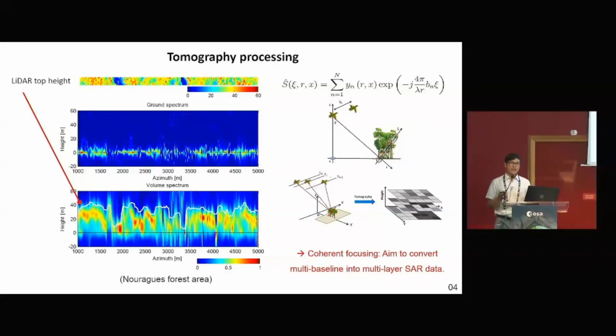So basically, the tomography data is just multi-baseline data. The key idea is that we use the Fourier transform to transform the data from multi-baseline data to multi-layer data. That's the key idea of tomography processing, and it's very classic until nowadays.